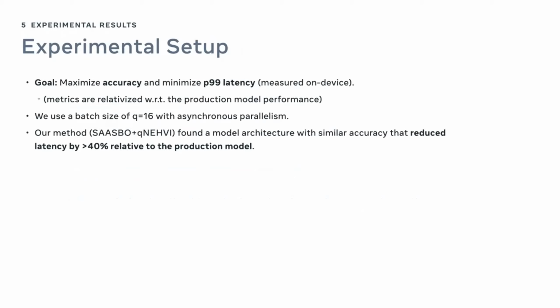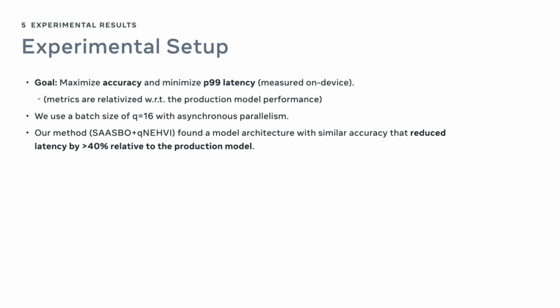All right, so talking about the results that we actually get. The goal here is to maximize the accuracy of the model and to minimize the P99 latency. That's the 99th percentile of the latency measurements, and those are measured on device. The metrics in the following are relativized with respect to the production model performance, so a metric value of 1 is basically the same as the status quo production model.